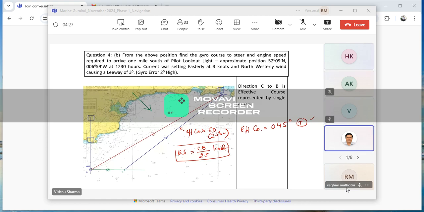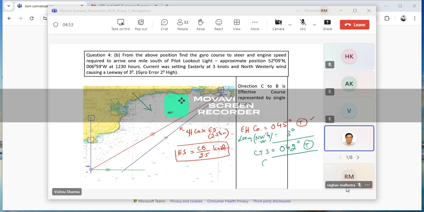So now I come to the answer sheet. Leeway, northwesterly wind, is 3 degrees. Therefore, CTS will be equal to 042 degrees. Correct, beta? Am I right? Yes, sir. CTS true will be so much.